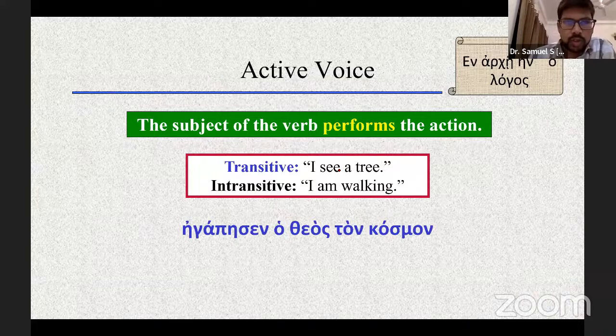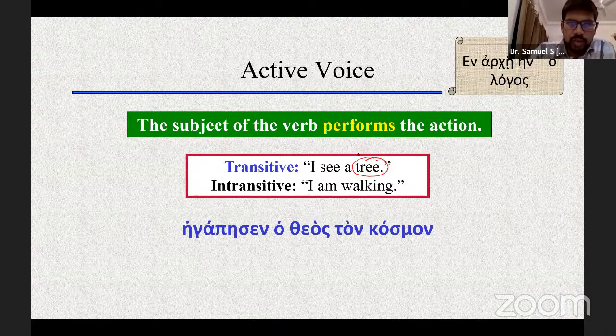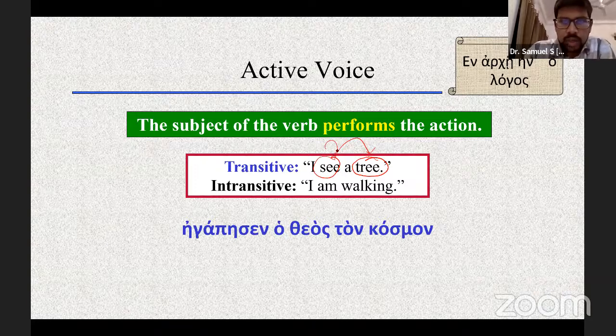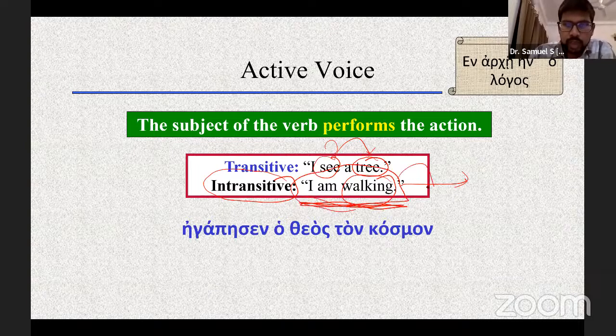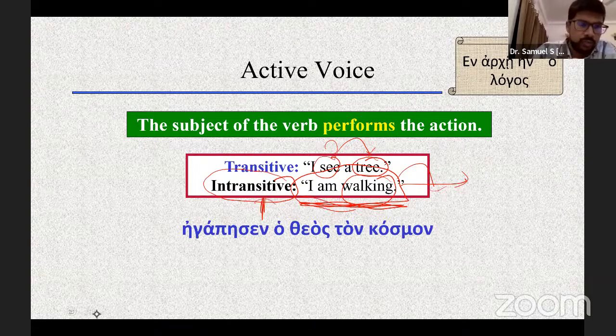In active voice, there are transitive verbs and intransitive verbs. Transitive verbs take a direct object. I see, but what do you see? They necessarily need a direct object. Intransitive verbs don't take a direct object. I'm walking, right? You can complete the sentence without a need for a direct object. Those sorts of verbs are called intransitive verbs.